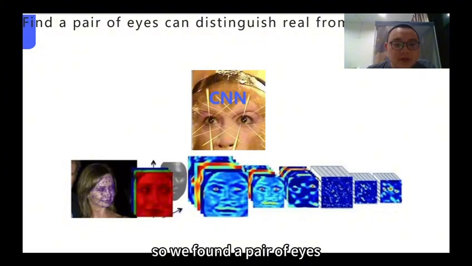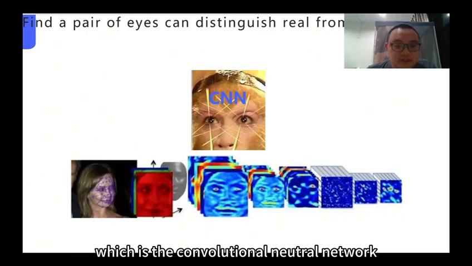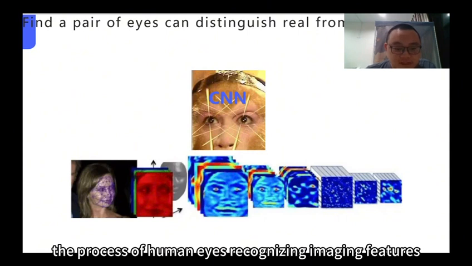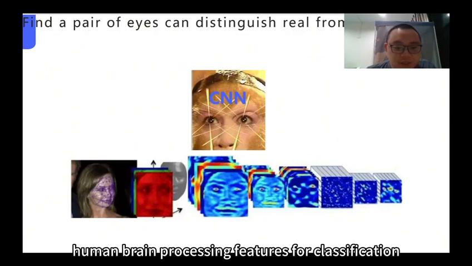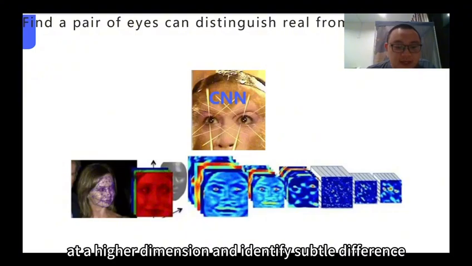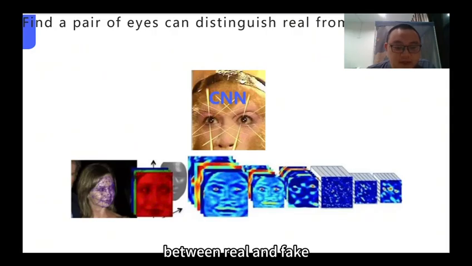So we found a pair of eyes that can replace us to distinguish between real and fake, which is the convolutional neural network. It simulates the process of human eyes recognizing image features and the human brain processing features for classification. But it can do what a human cannot do: capture image patterns at a higher dimension and identify subtle differences between real and fake.